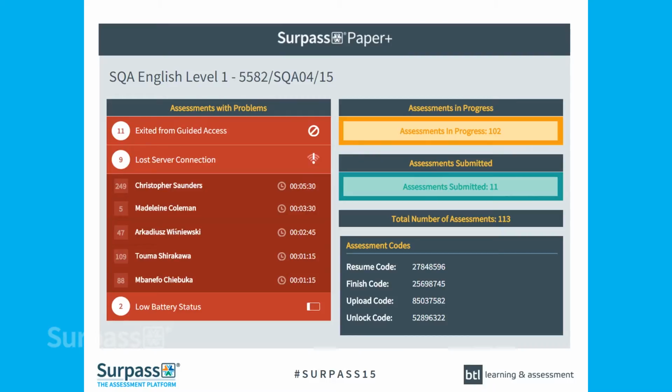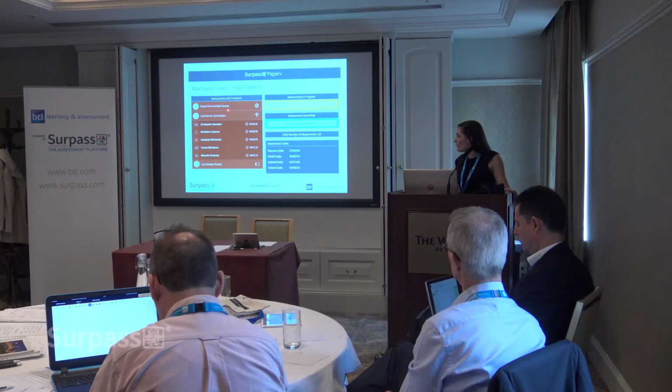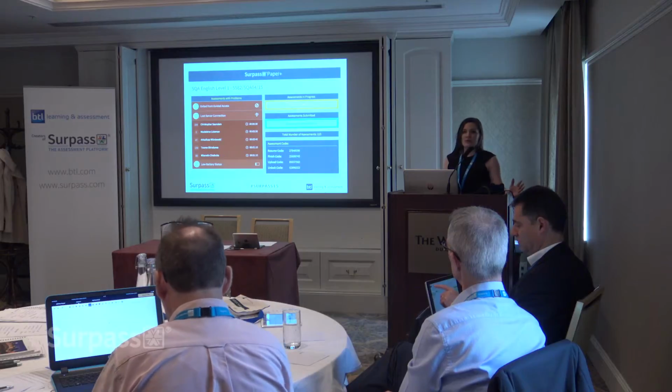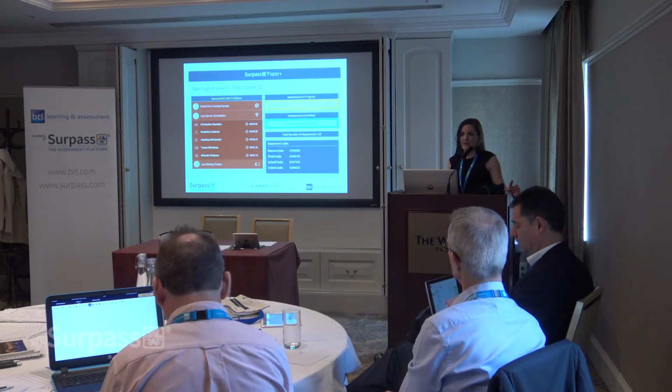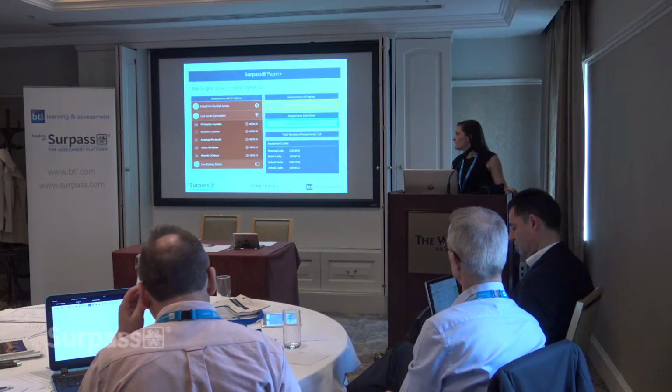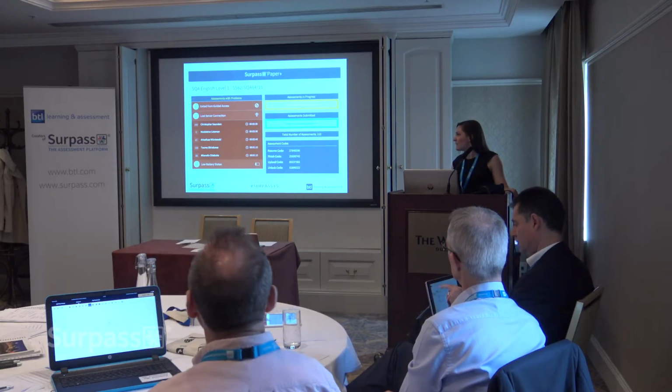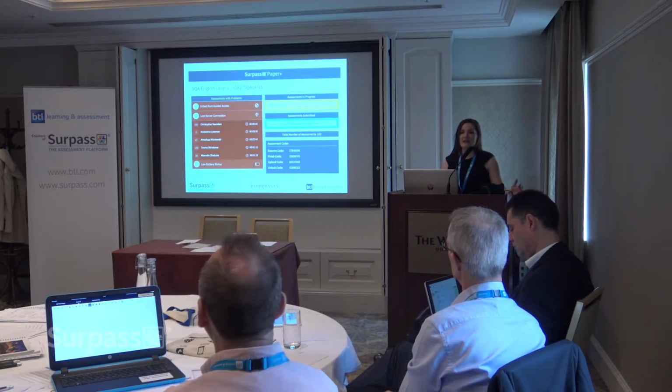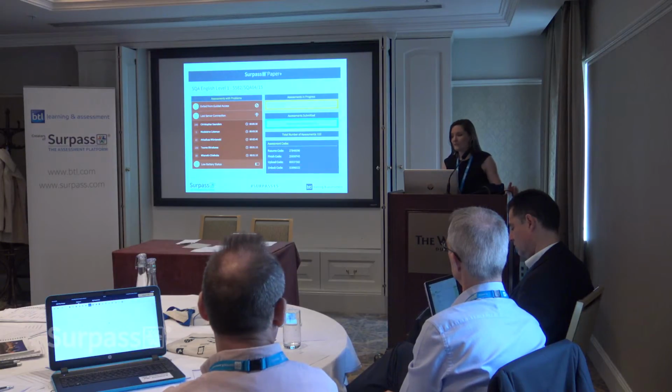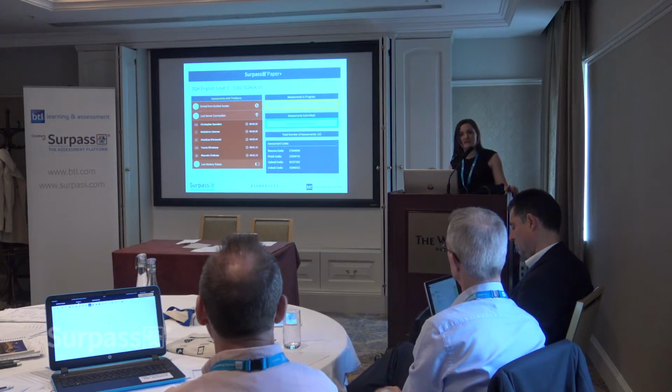So this is an example of what, say, an invigilator might be able to use as they're monitoring an exam. We have information displayed here about assessments in progress, any that are submitted, and more importantly, any which have problems. So we can track a number of events in Paper Plus, and we can notify invigilators to any of these event statuses on here. For example, any candidate that exits guided access, we can notify invigilators on here.